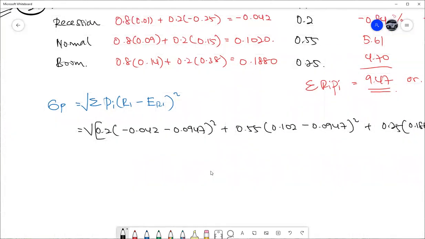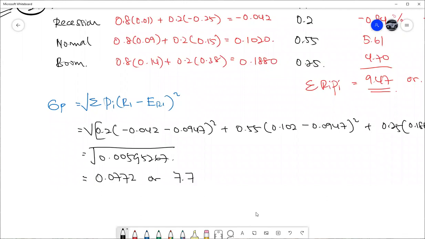Okay, you will get the square root of this. For this square root number, the more decimal points, the more accurate. Put as many as you can, according to your calculator. 0.00595267. And the final answer that they give you is 0.0772 or 7.72%.